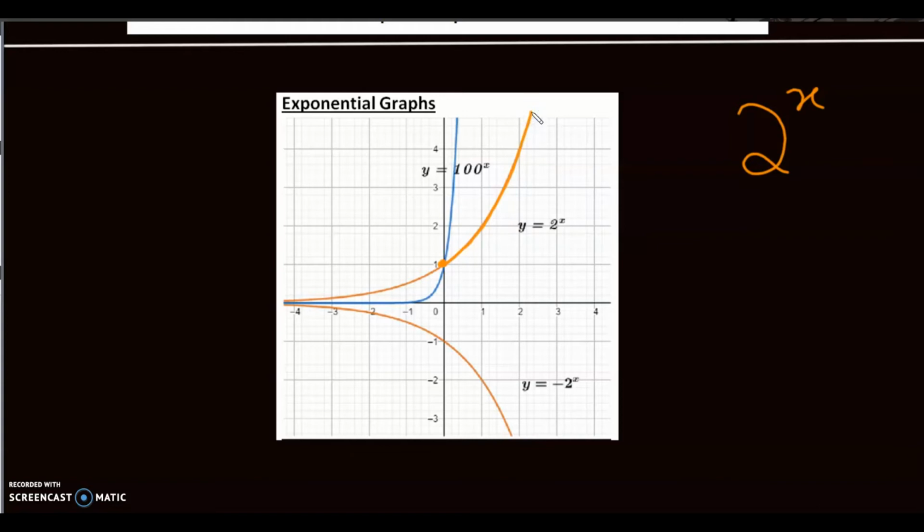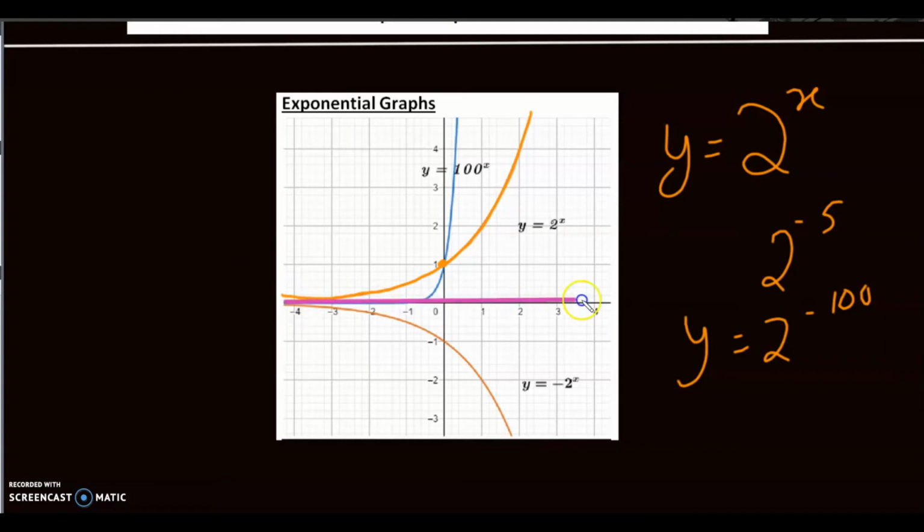And similarly, as we decrease the values of x, the value of y would become small. For example, 2 power minus 5 will give a small number. 2 power minus 100 would give an even smaller number. So this graph keeps going down, down, down, but it will never touch the x-axis. It's going to get very close to 0, but it won't be equal to 0. So again, this purple line is the asymptote here.